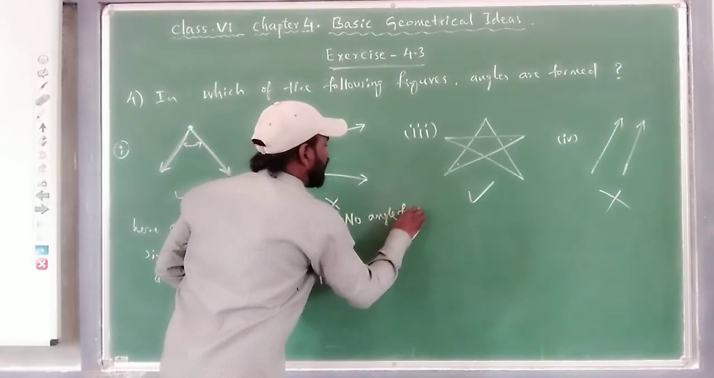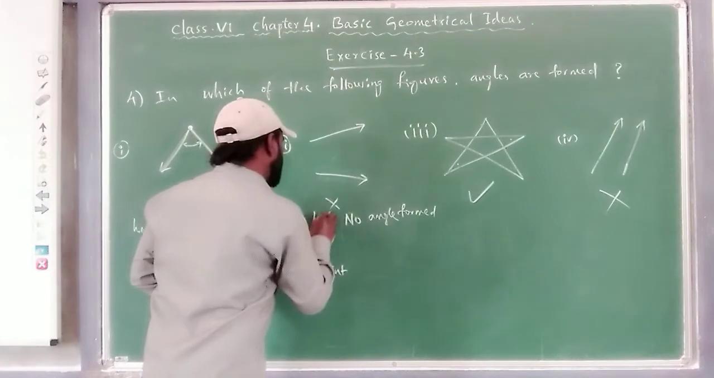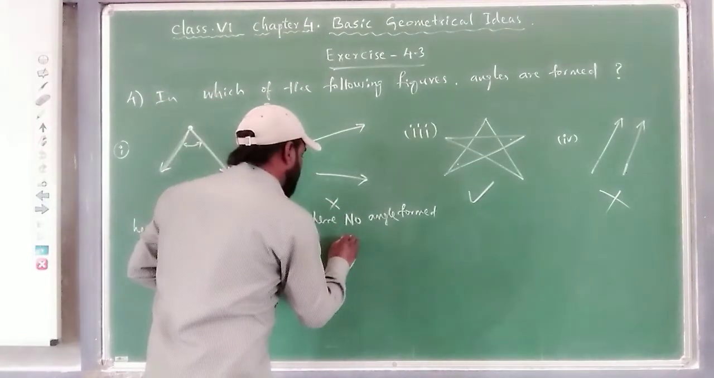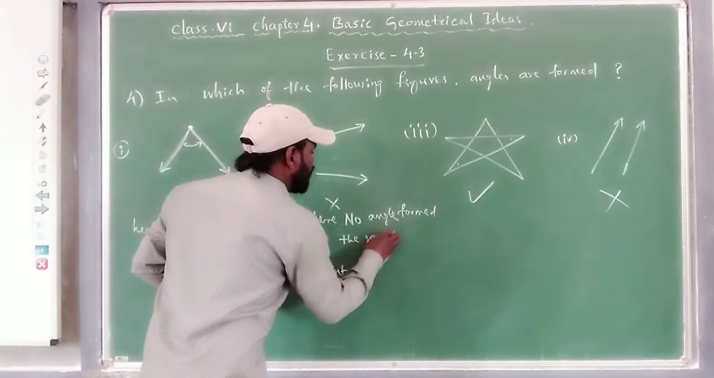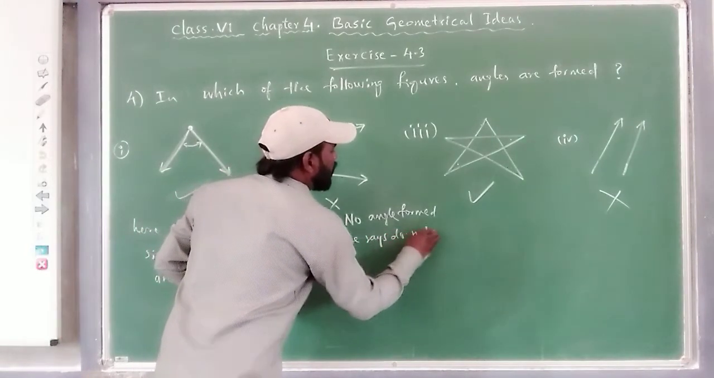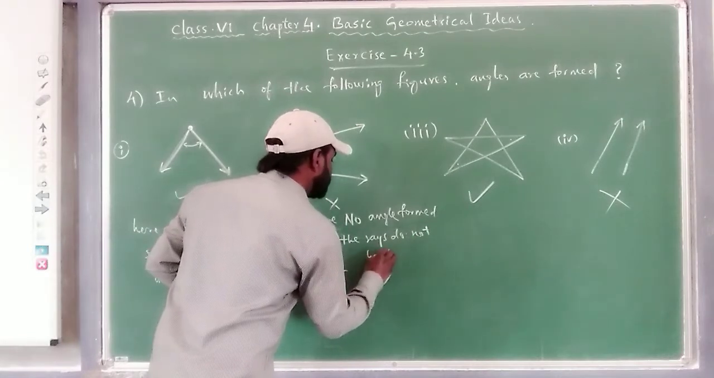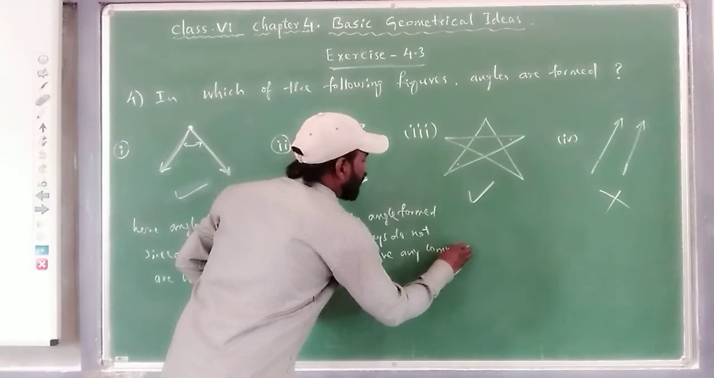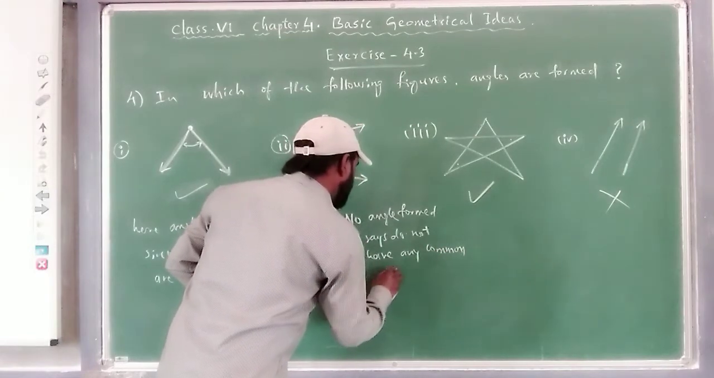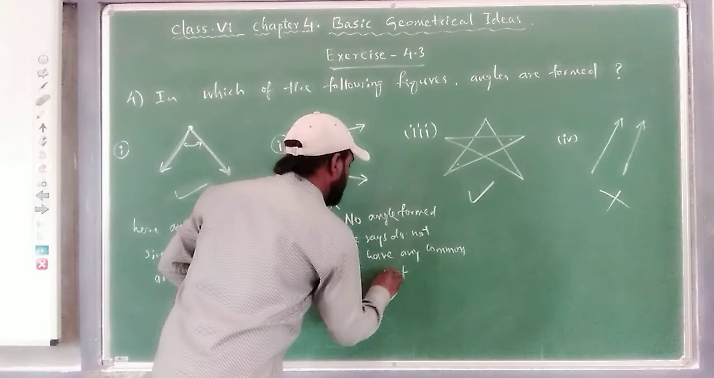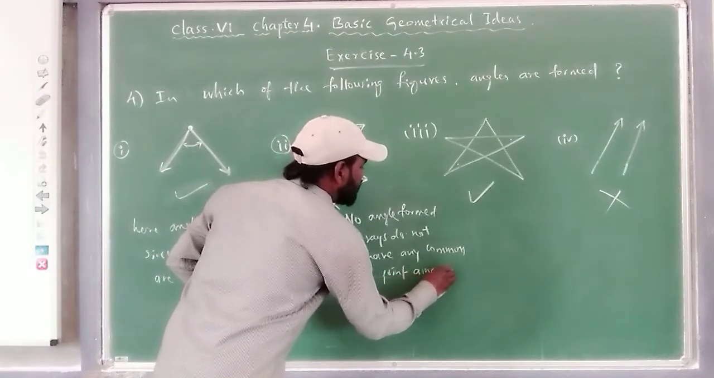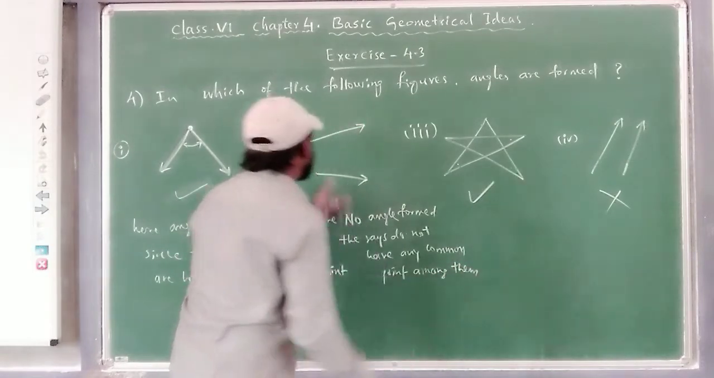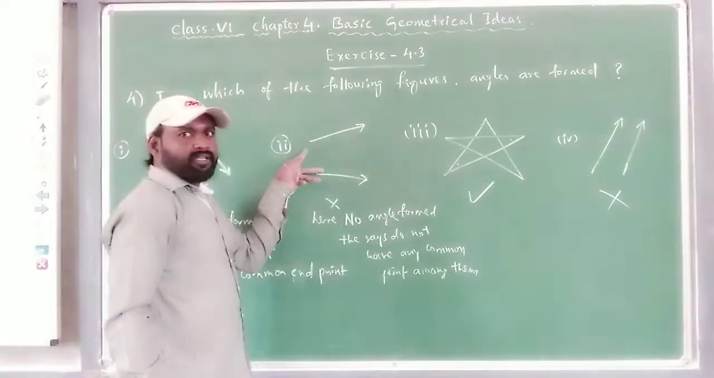Angle formed. Here no angle formed. Why? Because the two rays do not have any common point. The rays do not have any common point among them. That means the two rays are not meeting at all, so angle is not formed at all.